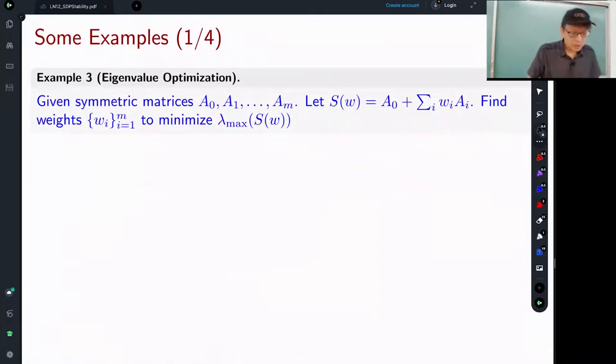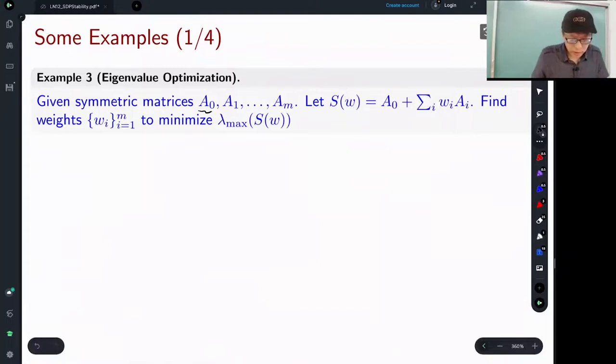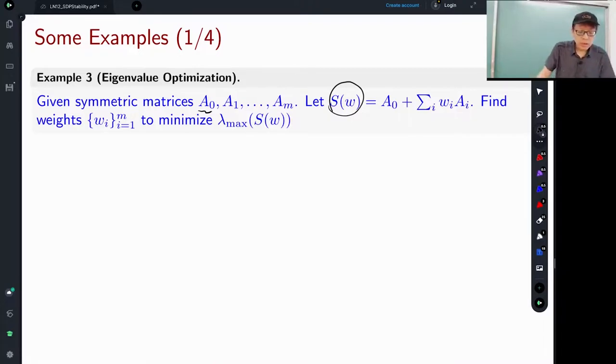Suppose I have a so-called eigenvalue optimization problem. Suppose I have a few symmetric matrices A0, A1, A2, ..., AM, and I define an affine or linear combination of these A's. I want you to find the weights such that this overall matrix has the minimum possible maximum eigenvalue.